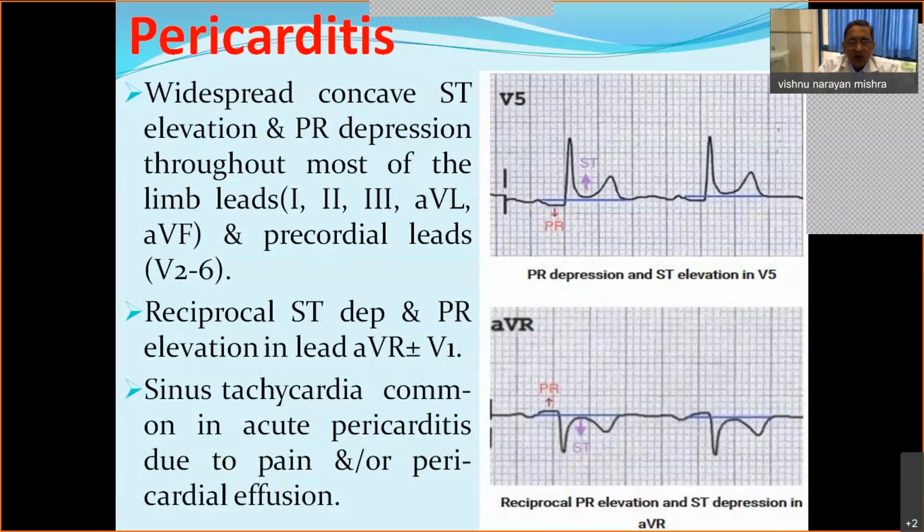Pericarditis is widespread concave ST elevation and PR depression throughout most of the limb leads. So the characteristic of pericarditis is that there is widespread concave ST elevation and PR depression throughout most of the limb leads, 1, 2, 3, AVL, AVF, and precordial leads which may vary from V2 to V6. Reciprocal ST depression and PR elevation in leads aVR and V1. So here we are seeing lead V5 which is showing this narration which I am telling you. Sinus tachycardia, which is common in acute pericarditis due to pain and or pericardial effusion.